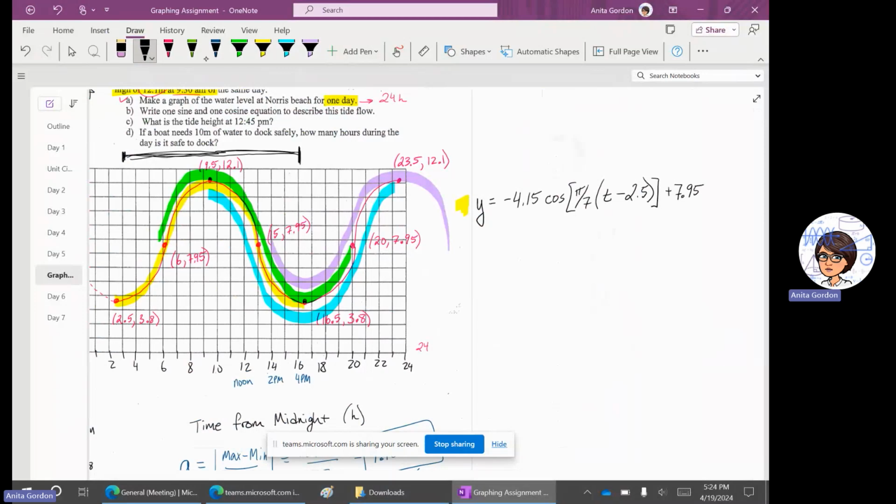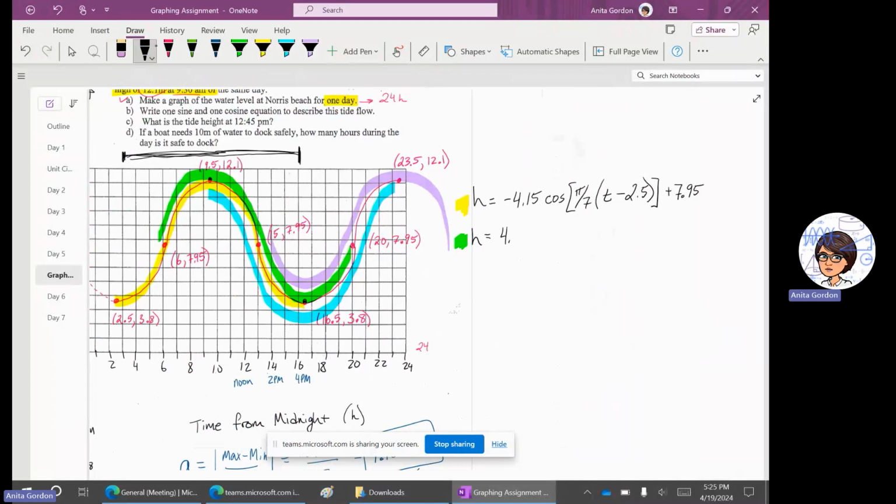The center of the curve. I could also write an equation for the green graph. And actually, I'm going to change this y and make it h. The height of the water depends on time. I could also write that the green graph represents a sine function because it goes from middle to middle, and it goes from middle going up, just like the original.